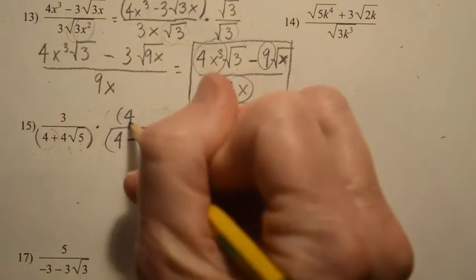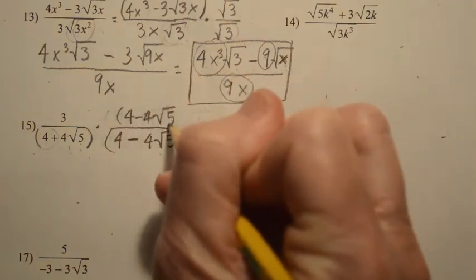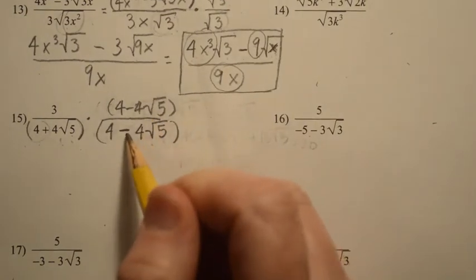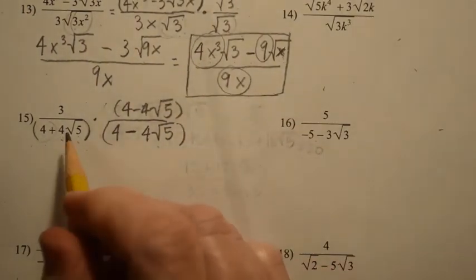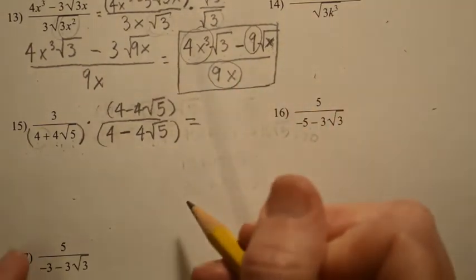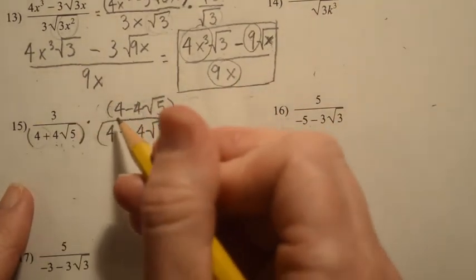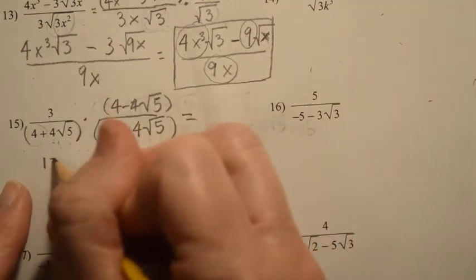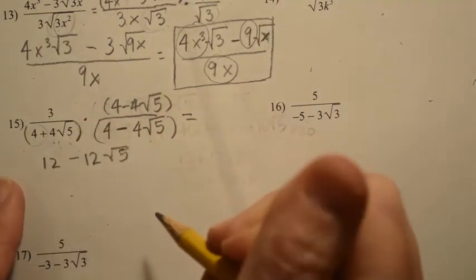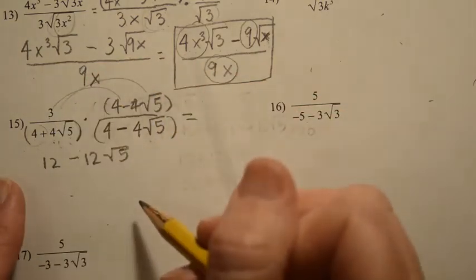So we're still going to do 4 minus 4 root 5 up top. Again, the only difference is that it's got that minus sign in between instead of the plus. Now let's multiply that out. If I do 3 times 4 minus 4 root 5, I get 12 minus 12 root 5, just distributing that in.